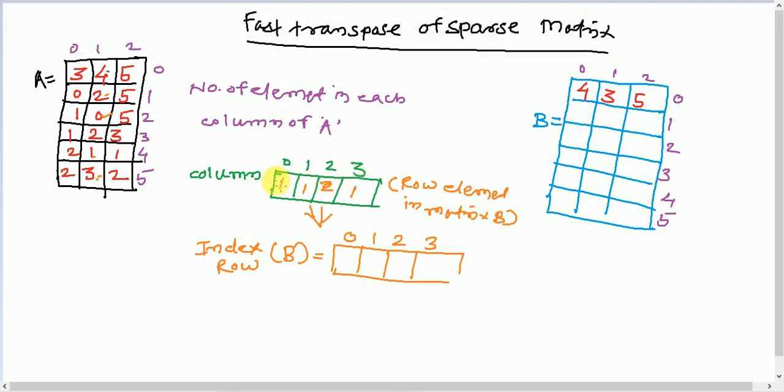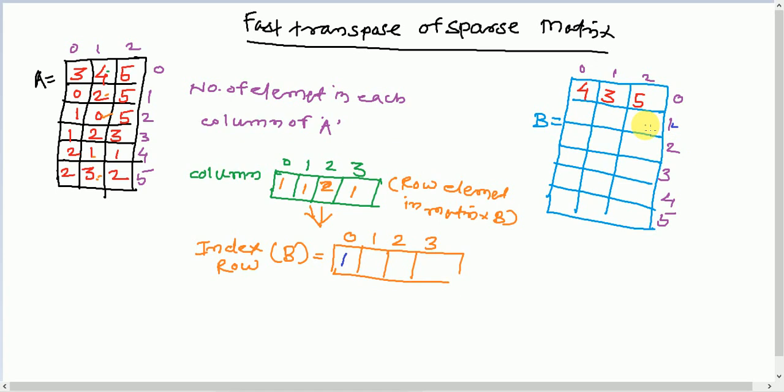So for the 0th column, by default the 0th row will start at index 1. Okay, this is our definition. By default the 0th will start at index 1. Now what is the start index of column number 1?